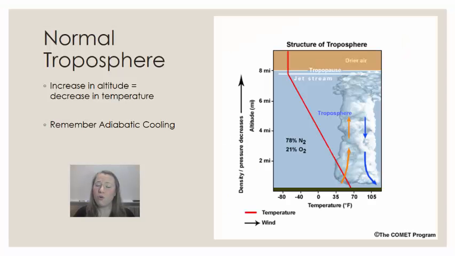Now let's remember, normally in the troposphere, as you get further away from the surface of the Earth, so you're increasing your altitude, the temperature is going to decrease. Remember, the energy from the sun turns into thermal energy as it warms the Earth, and that heat from the Earth is slowly released back towards the atmosphere. This causes those warmer temperatures near the surface of the Earth.